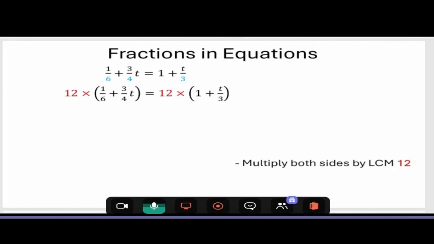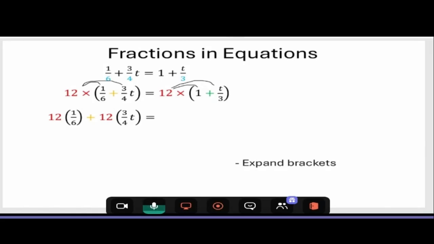Now we see we've got brackets on both sides. So in order to make that 12 do its job, what is the job of the 12? It's going to make the 6, the 4, and the 3 on the bottom disappear, right? Because we chose it that way. In order for it to do that job, we have to expand the brackets. So 12 multiplies by both of the things in this bracket with a plus sign between them, like so. And 12 multiplies by both of the things in this bracket, also with a plus sign between them, a green plus sign in that case. So there's the brackets expanded.